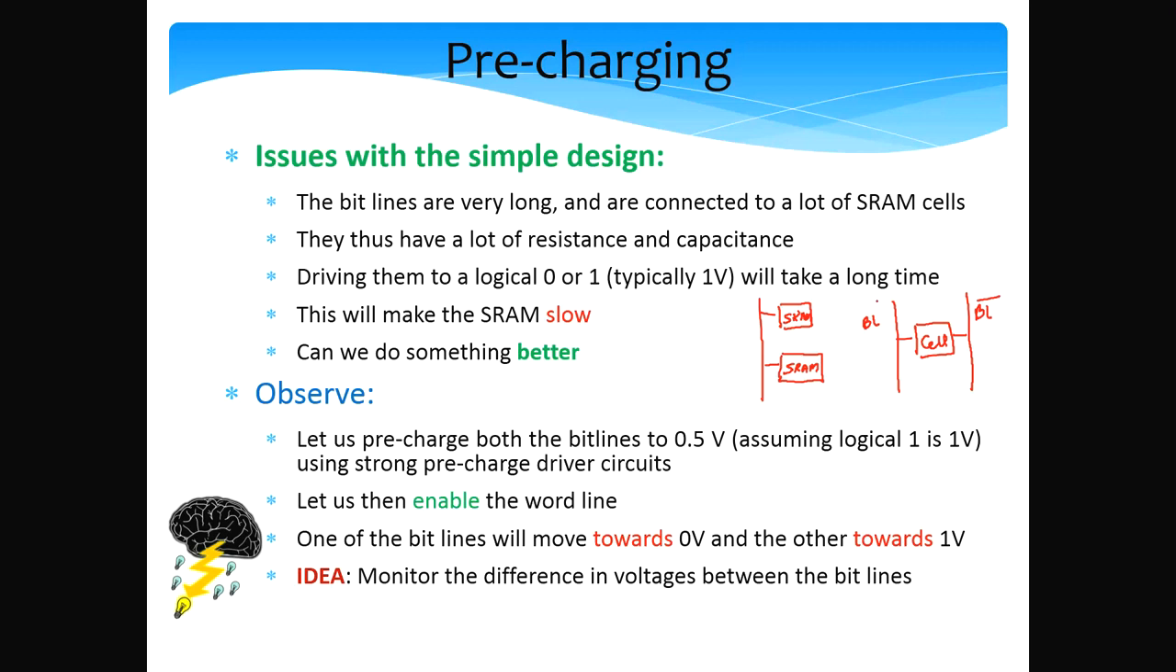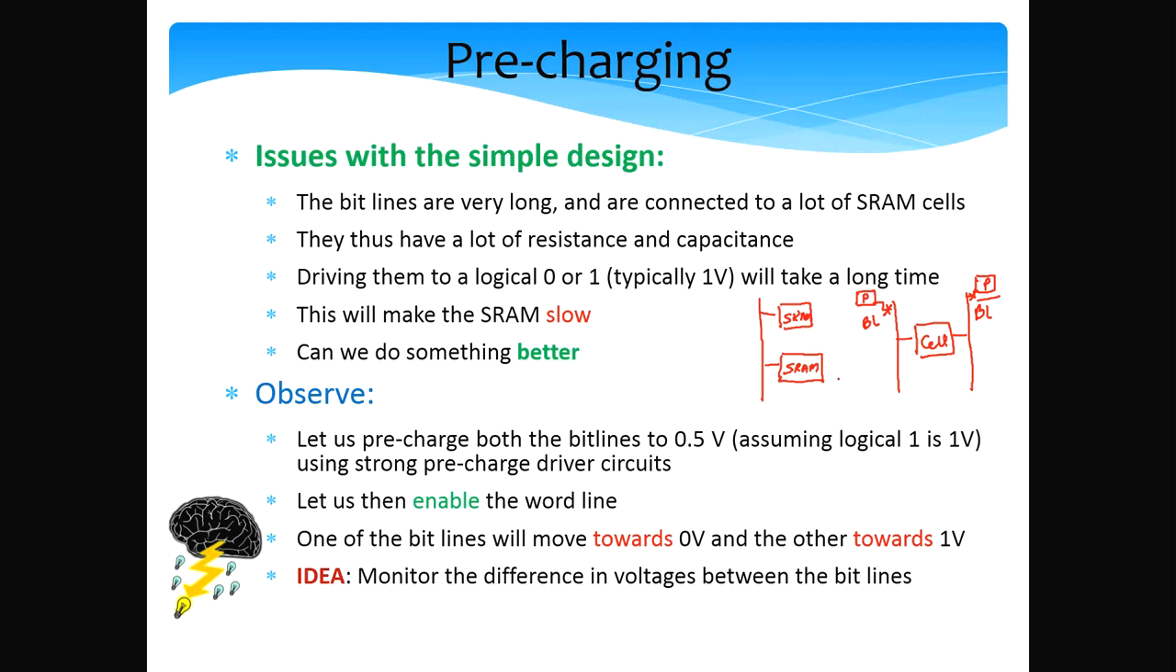So what we do is that before we start to read, we have these pre-charge circuits, right? P is for pre-charging, which are connected to the BL and BL bar lines, and we quickly drive them up to 0.5 volts, where the assumption is that a logical 1 is 1 volt. So we drive them to the midpoint. Once the voltage has reached 0.5 volts, then by programming a transistor, we disconnect both of these pre-charge circuits, and the lines are now floating, and we enable the word line.